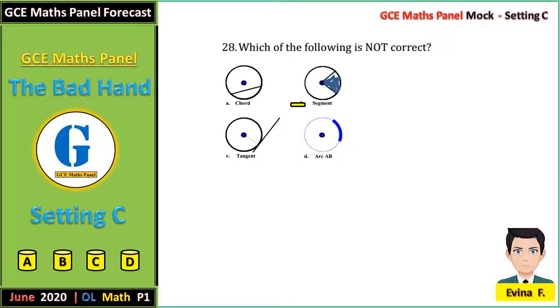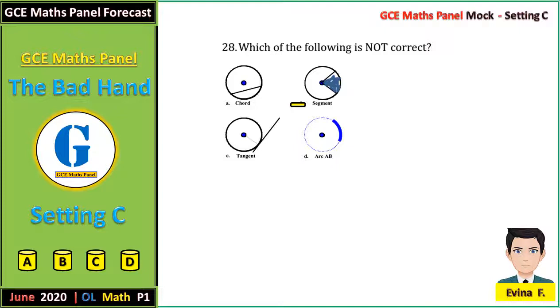Question 28. Which of the following is not correct? The first one is a chord, correct. The second one is a segment, wrong. It's not a segment, it's a sector. And a segment is actually a section of a circle that is formed by an arc which does not normally pass through the center, and a chord.